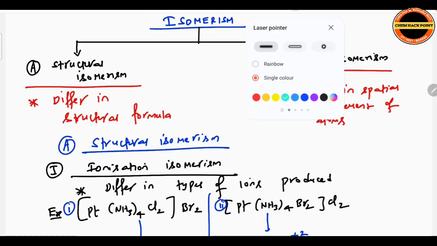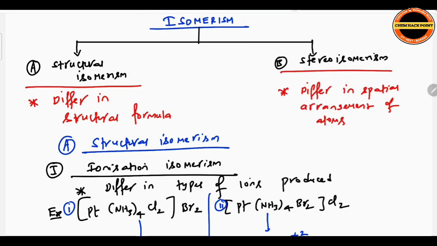Isomerism is mainly of two types: structural isomerism as well as stereoisomerism. How can we define structural isomerism? Isomers that differ in structural formula, or you can say different connectivity of atoms. Stereoisomers differ in the spatial arrangement of atoms. Let us start with structural isomerism first.